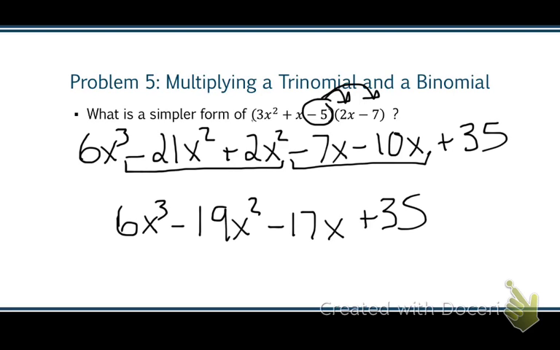So if you noticed that when we had two binomials multiplying together, they created a trinomial. Now that we have a binomial and a trinomial, it creates a polynomial that has 4 terms.